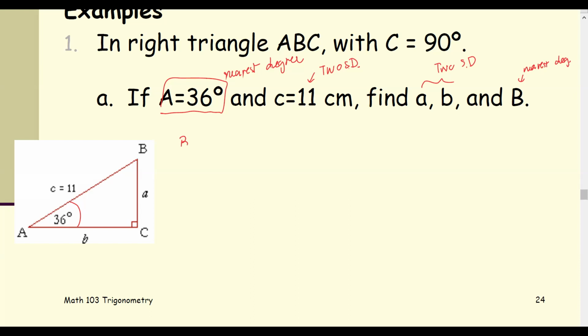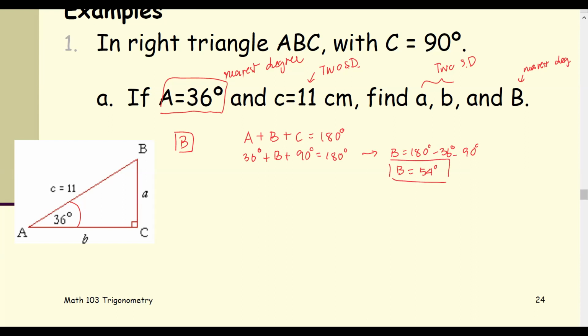To find angle B, from the definition of the right triangle, the sum of all angles A plus B plus C equals 180 degrees. A is 36 degrees plus angle B plus 90 degrees for angle C equals 180 degrees. Therefore, angle B equals 180 degrees minus 36 degrees minus 90 degrees, which gives us B equals 54 degrees, to the nearest degree, or no decimal place. And then we are going to find side A.